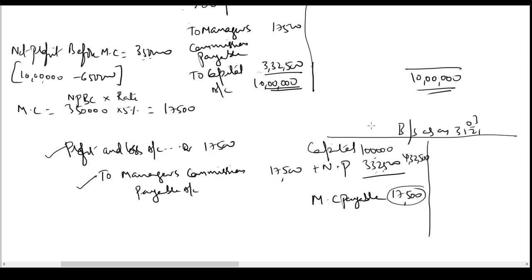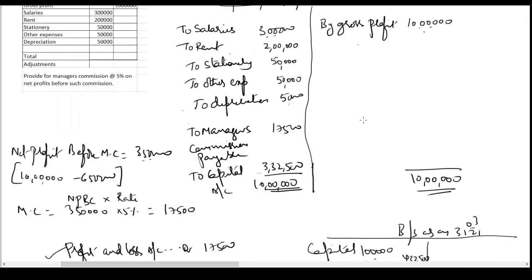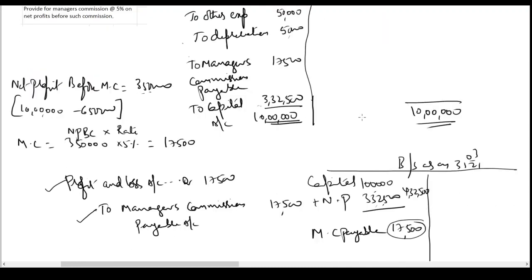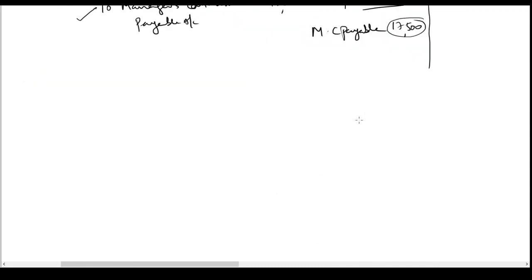So this is how I'll deal with the manager's commission when it is given as a percentage of net profits before allowing such commission. We'll learn a very simple equation here. Net profit before commission minus manager's commission is equal to net profit after commission. So if I am able to calculate the net profits before allowing manager's commission, if I subtract manager's commission, I am going to arrive at the net profit after commission.